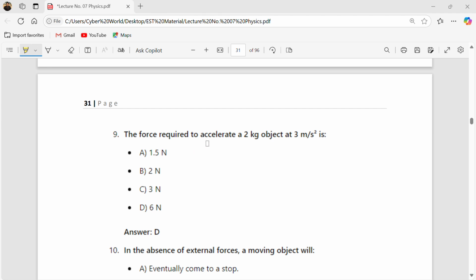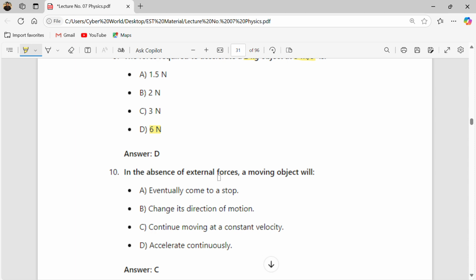The force required to accelerate a 2 kg object at 3 meters per second squared is? Now the mass is 2 kg and the acceleration is 3. We have to find force. F equals ma. So 2 multiplied by 3, the answer is 6 newtons.